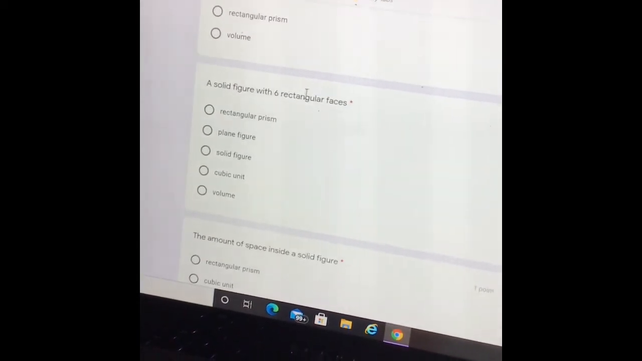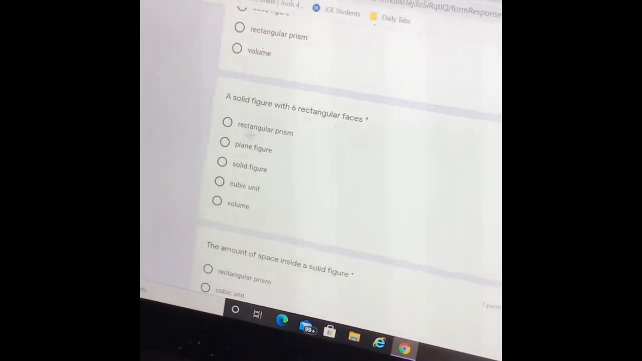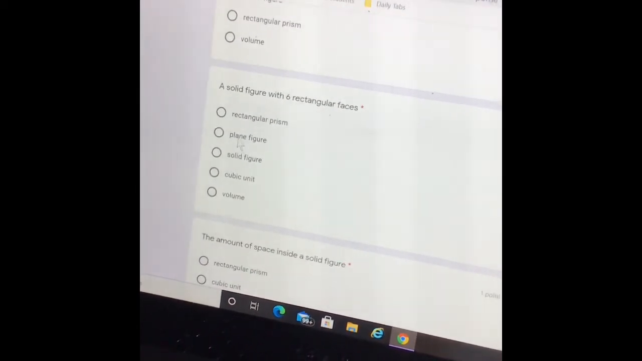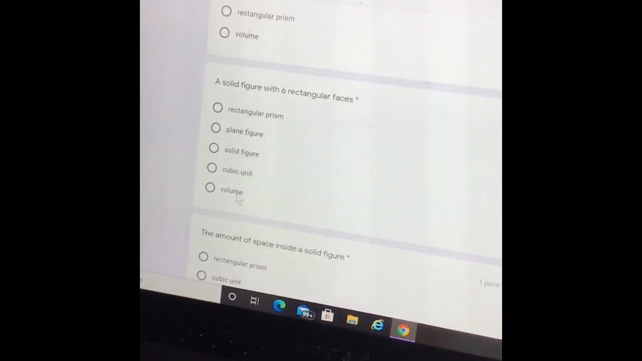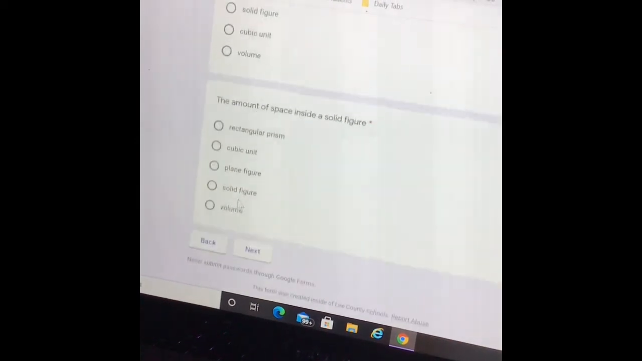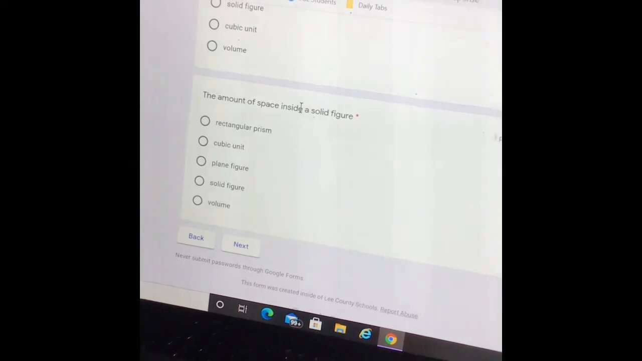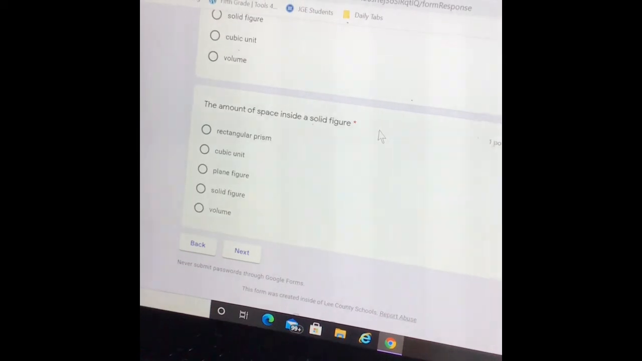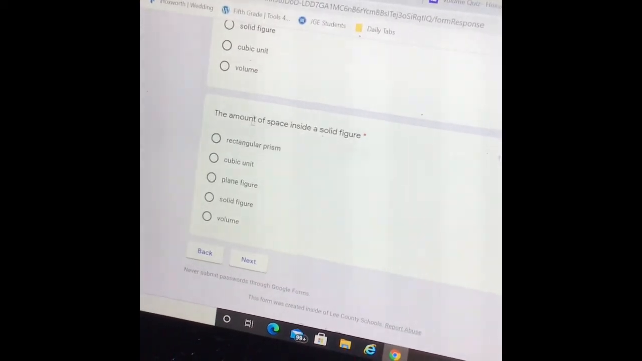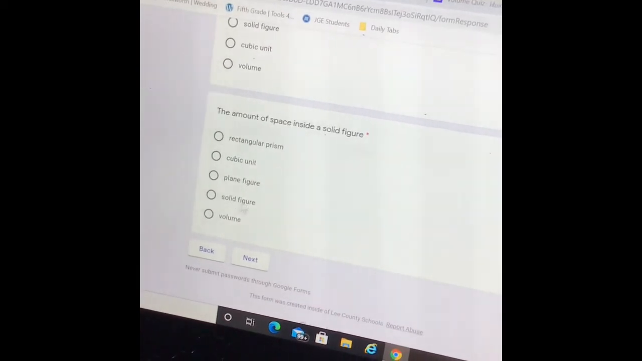A solid figure with 6 rectangular faces. Is that a rectangular prism? They have matching words. A plane figure, a solid figure, a cubic unit, or volume. And then the last vocabulary question, the amount of space inside a solid figure. Is that rectangular prism, cubic unit, plane figure, solid figure, or volume?